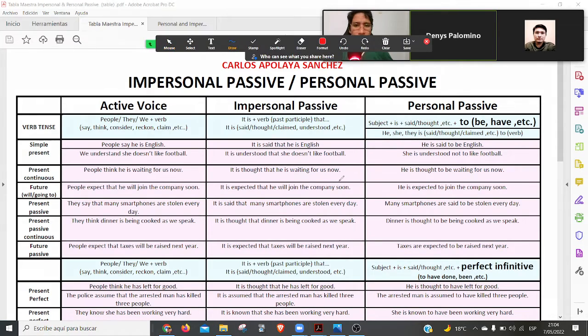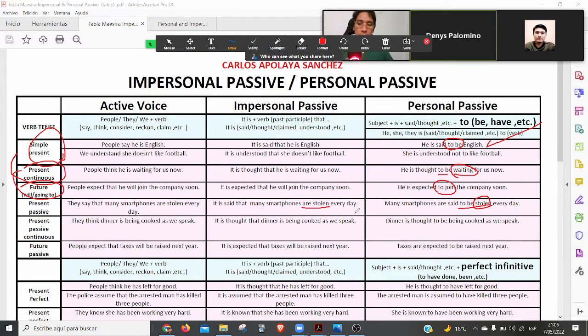Yes. So, super sencillo. Ya dominan esto, ¿cierto? El impersonal passive. Para pasarlo al personal passive, truco: si está en presente, ¿qué voy a poner? El infinitivo y el verbo normal. Si está en continuo, el to y el be más el ing. Si está en futuro, el verbo se pone de frente. Ok. Ahora aquí, mira. It is said that many smartphones are stolen. Are said to be stolen, pero con el participio.